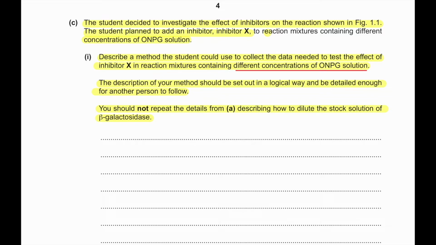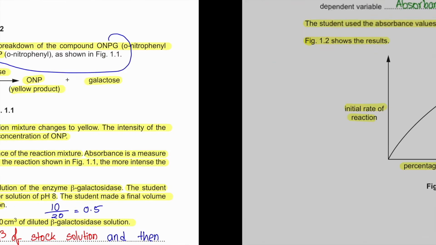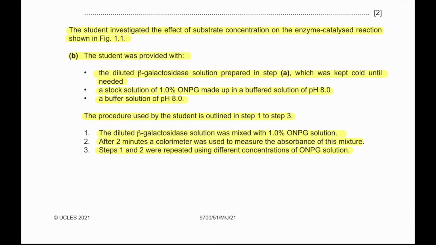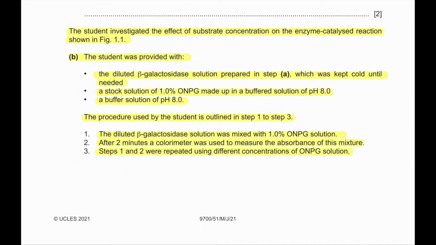So we must prepare different concentrations of ONPG solution. At least 5 different concentrations must be prepared, and we must mention what percentage concentration we are using. Another thing we must follow is that in this experiment, the diluted beta-galactosidase enzyme was kept cold until it was needed. So there must be a method of keeping that beta-galactosidase cool.